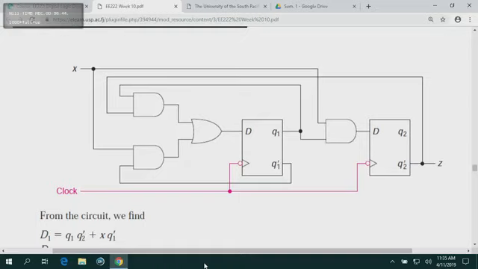So, finally, what is D equal to? What is being fed into D? The output from the OR gate. D is equal to, what did I say for the first one? I forgot it already. Z and Q1, in brackets, OR, X and Q1 bar.